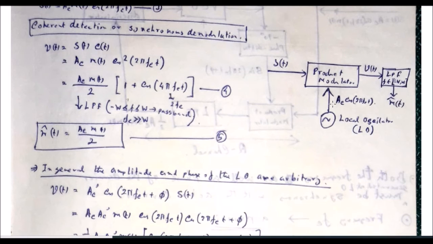Suppose let me tell you, that's why it is called synchronous. That means the carrier generated at the transmitter, by which the message signal is modulated and transmitted, should be synchronous with the carrier generated at the receiver by the local oscillator. Okay, they should be synchronous. That means they should be in the same phase. Then only you will get the output proportional to the message signal.